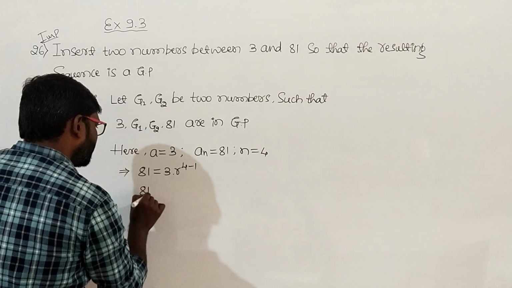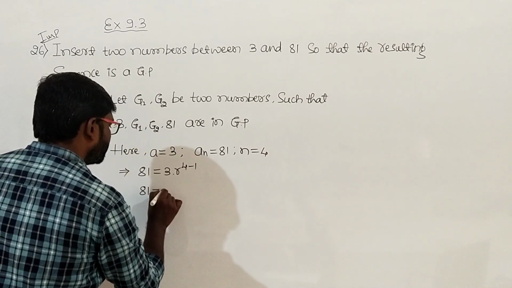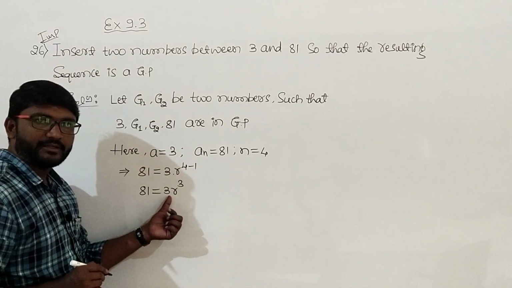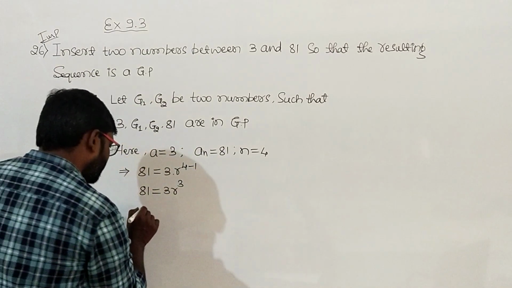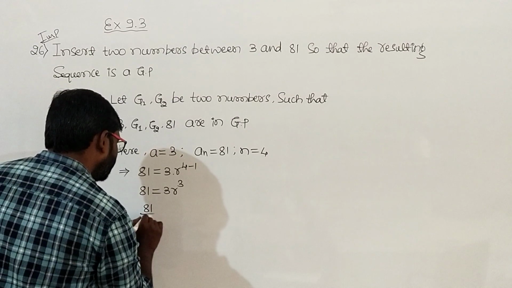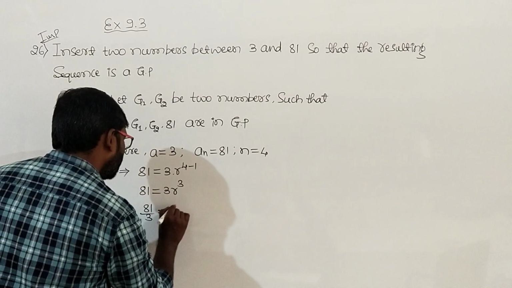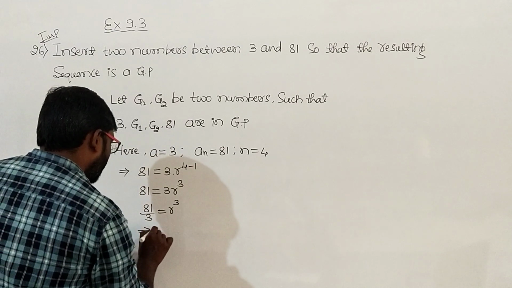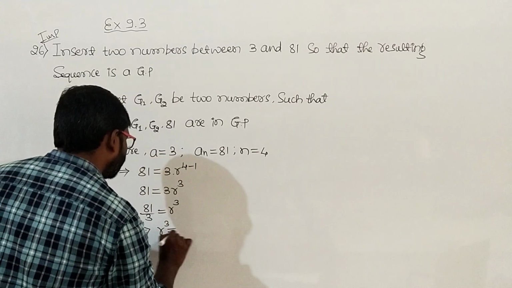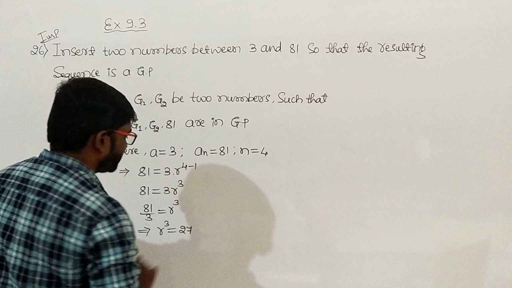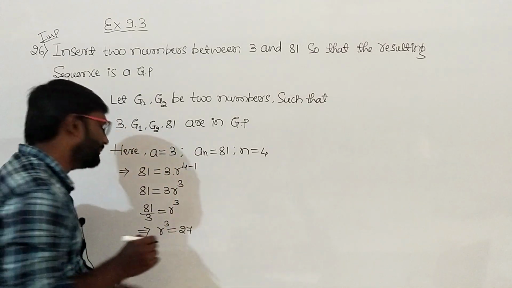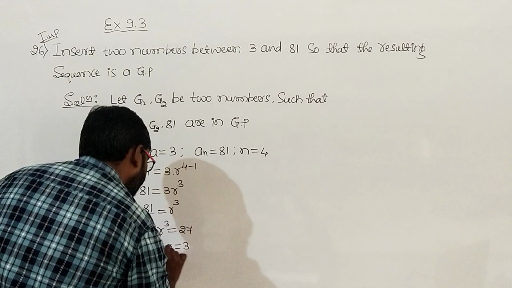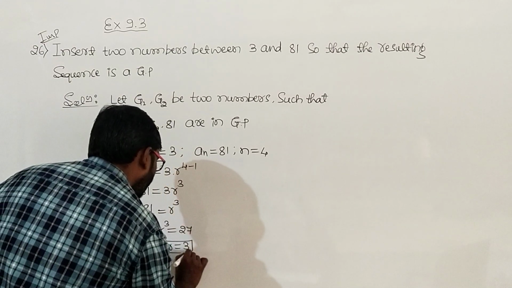Let us simplify this. 81 equals 3 r cube, and then take 3 to the left hand side, it goes to the denominator. So what do we get now? 81 by 3 equals r raised to 3. This implies r cube equals 27, and the r value is going to be 3. Therefore small r equal to 3.